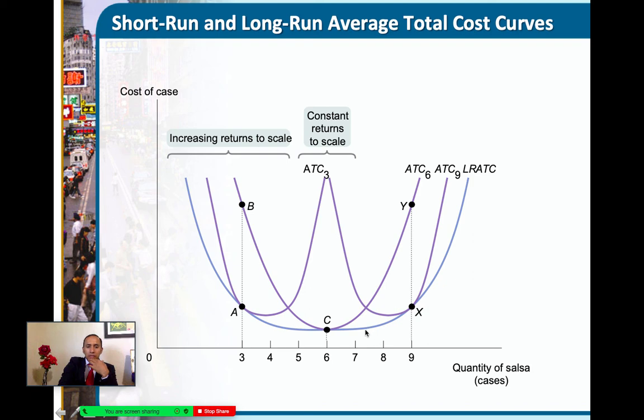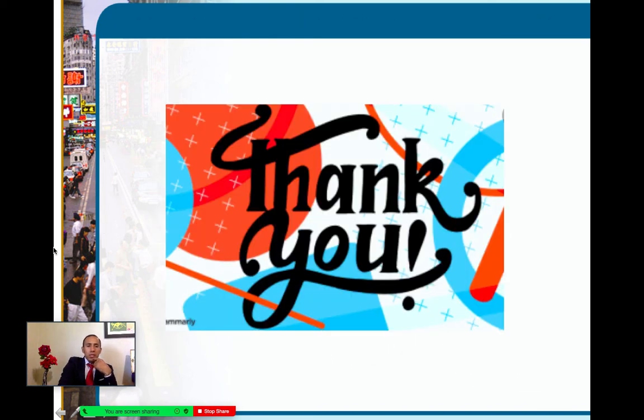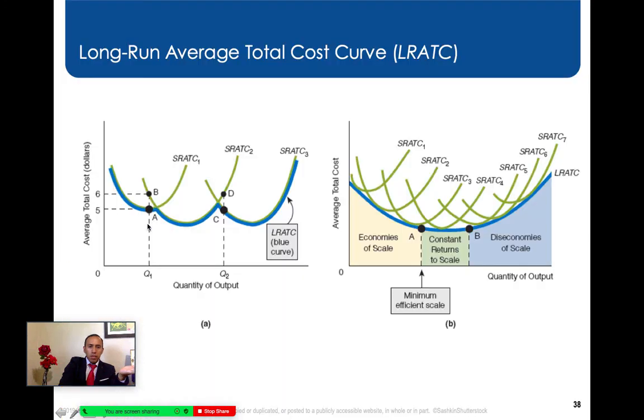If you look at after 7, 8, 9, the cost begins to rise. Average total cost increases even on the ATC 9 and even on the ATC 6, and that's referred to as decreasing returns to scale or diseconomies of scale. Decreasing returns to scale because if your cost is rising, your potential profits are declining, and you're increasing output and your cost is rising faster. Those are referred to as the operational points of the firm, where you can operate at different stages, in this case in the short term and in the long run as well.